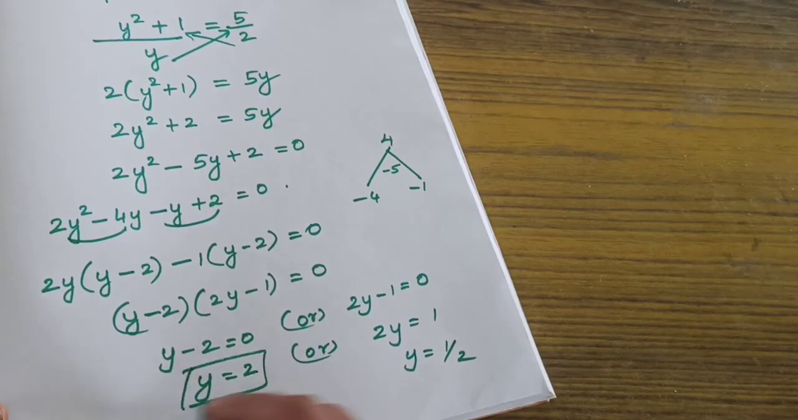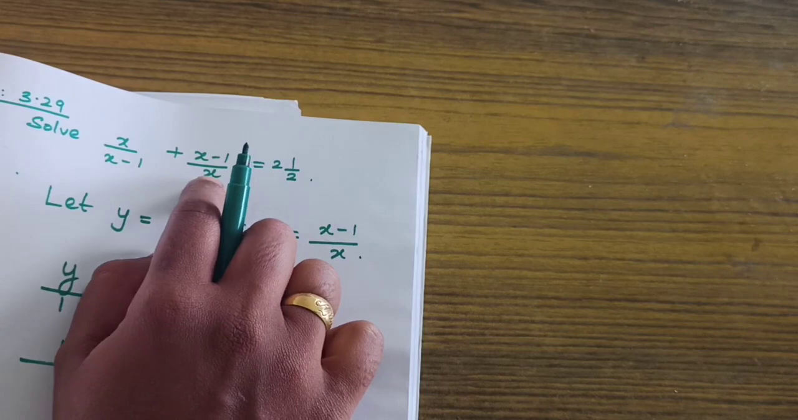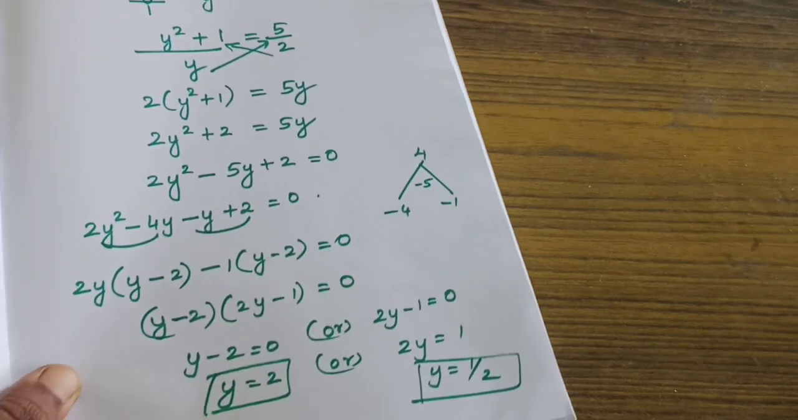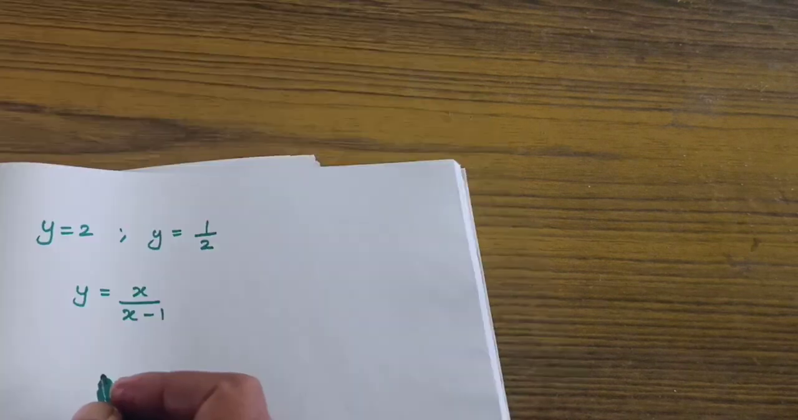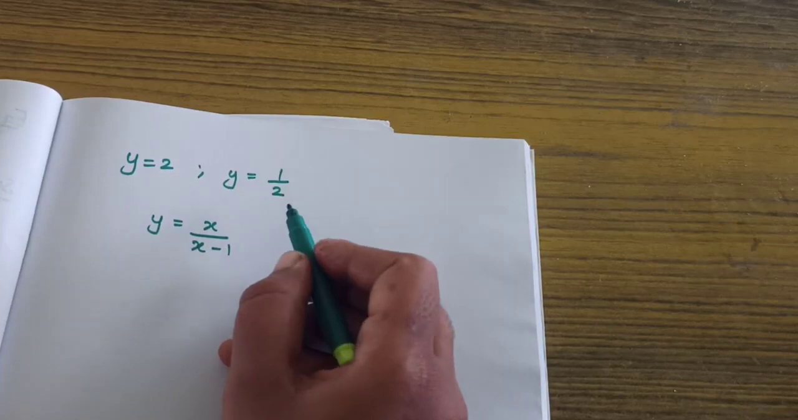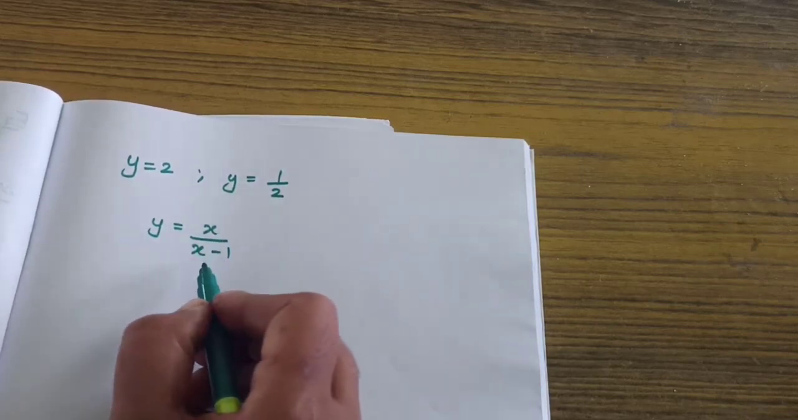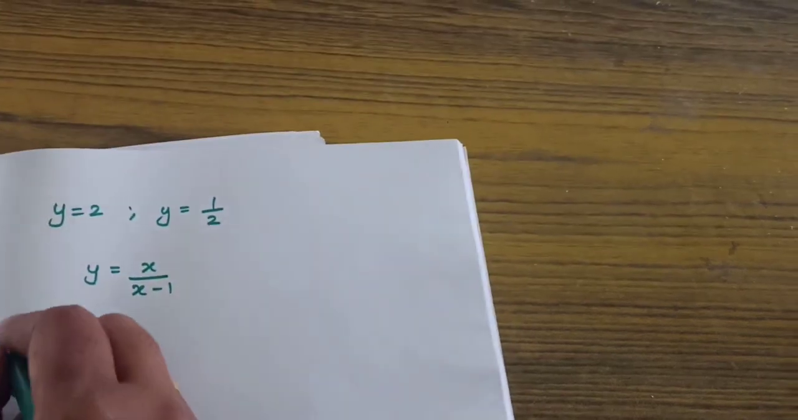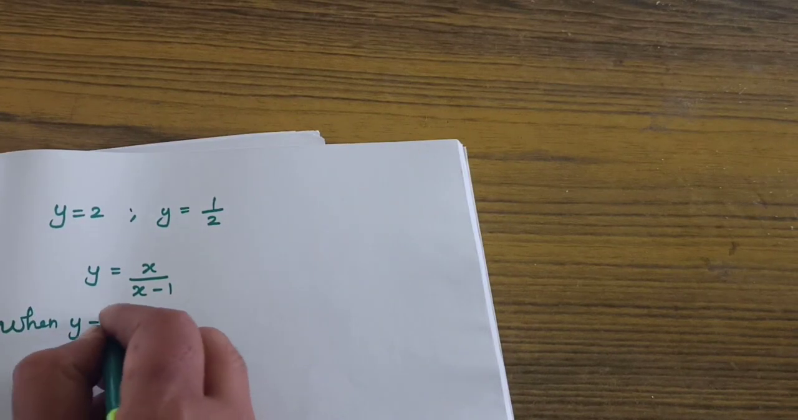So we got the y value. But in the question they asked for the x value. The question is in x. We need to find the value of x only. So we need to substitute here and we get the final answer. Okay, listen dear students. We got y equal to 2 and y equal to 1 by 2. So y is equal to x by x minus 1, that we already took. So just substitute when y equal to 2.